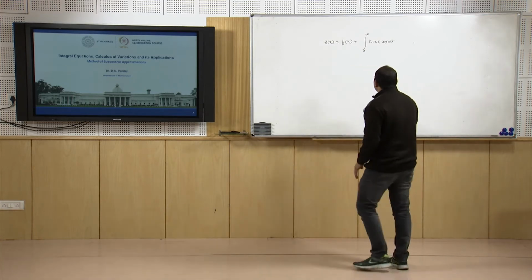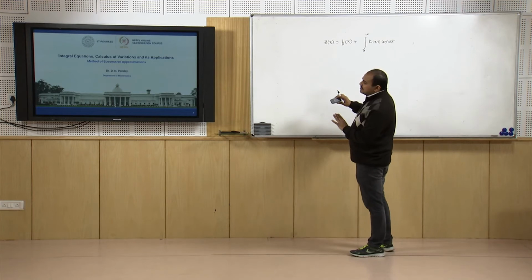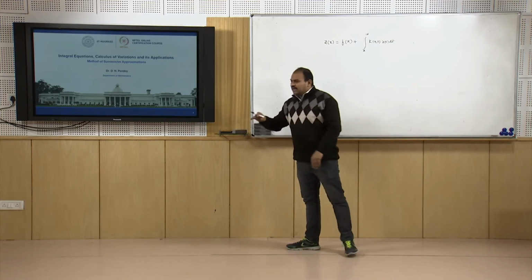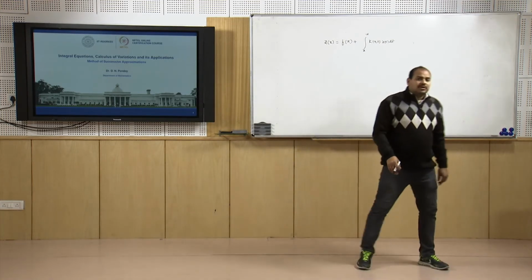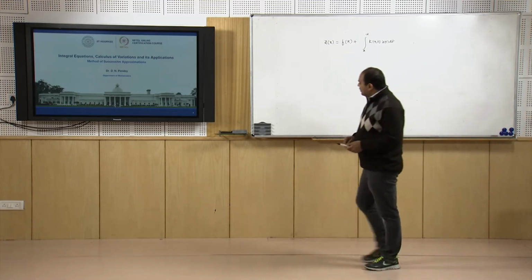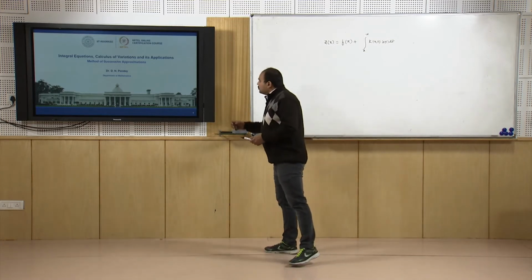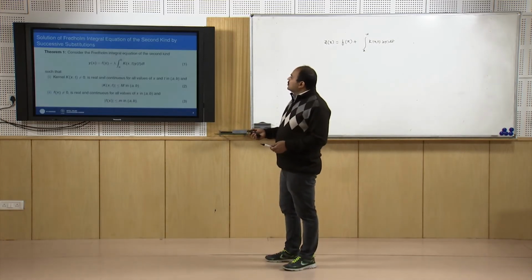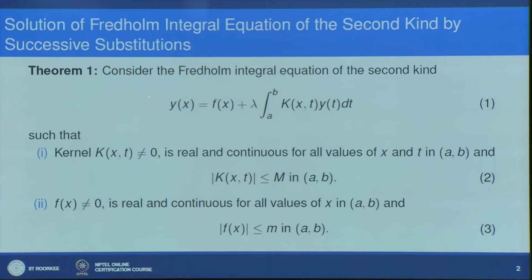So here I am going to discuss this with the Fredholm integral equation, and at the end we are going to discuss the Volterra integral equation also. So let us look at the theorem here. The first theorem to solve this is this. Here we are assuming that we have a Fredholm integral equation of the second kind given as y of x equals f of x plus lambda times the integral from a to b of k of x,t y of t dt. I am putting lambda just to consider the eigenvalue and eigenfunction problem also.